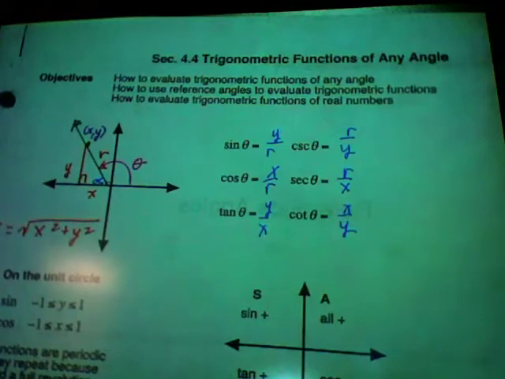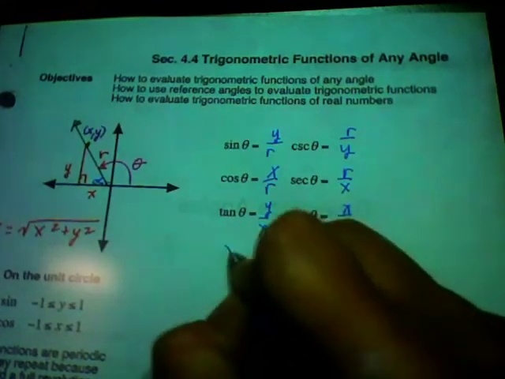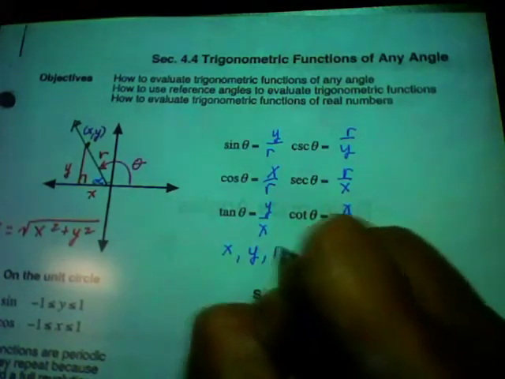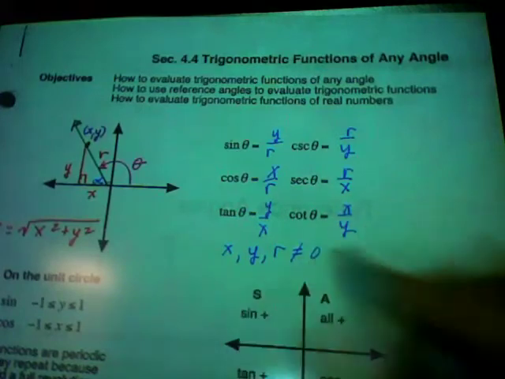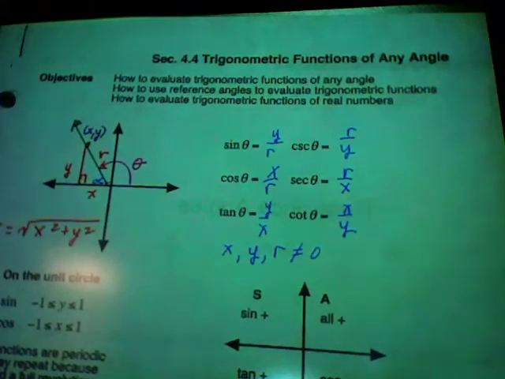Now, having said that, x, y, and r, obviously r is not going to be 0, cannot equal 0, correct? R is not going to equal 0, though. It would be impossible to have a right triangle. So we're going to use that knowledge, and then there's going to be some restrictions.